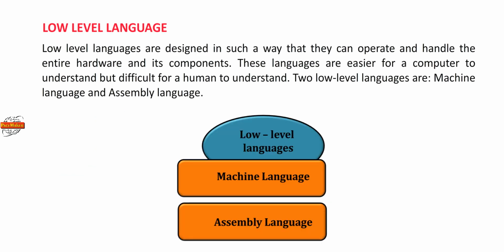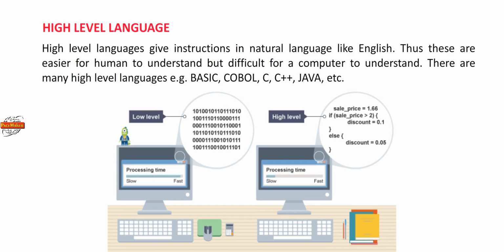Low-level languages are designed in such a way that they can operate and handle the entire hardware and its components. These languages are easier for a computer to understand, but difficult for a human to understand. Two low-level languages are machine language and assembly language. High-level languages give instructions in natural language like English. Thus, these are easier for humans to understand, but difficult for a computer to understand. There are many high-level languages, for example, BASIC, COBOL, C, C++, Java, etc.